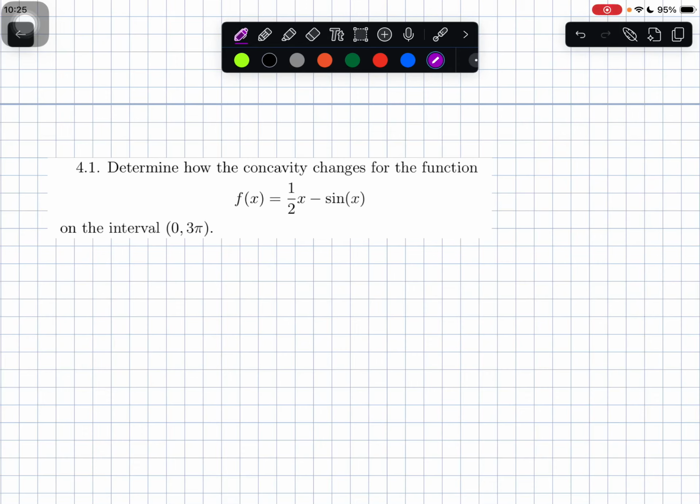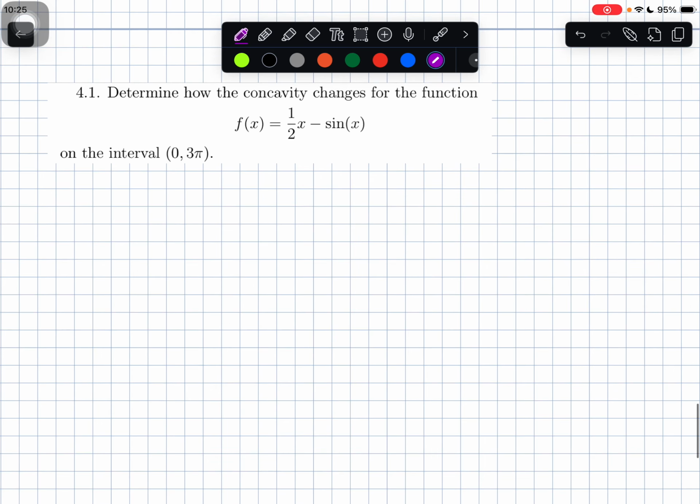Determine how the concavity changes for the function f of x equal to 1/2 x minus sine of x on the interval 0 to 3 pi. So let's talk about concavity. Concavity, you can think of that as these two examples I have here. This one and this one.